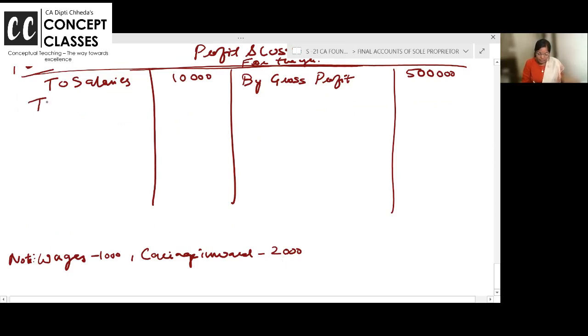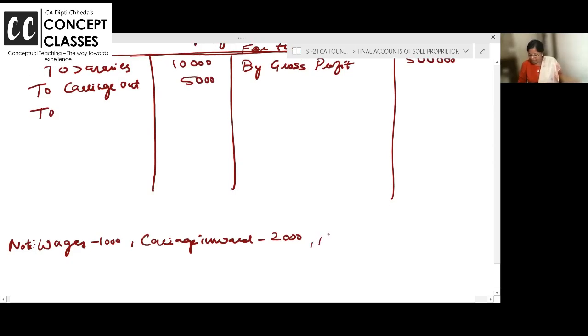Carriage outward is of course a P&L account related expense, so we'll write it here. Carriage outward 5,000. Freight inward. Freight inward we don't write here. Freight inward we have already written in the trading account, so write it in the note. Freight outward you write here.